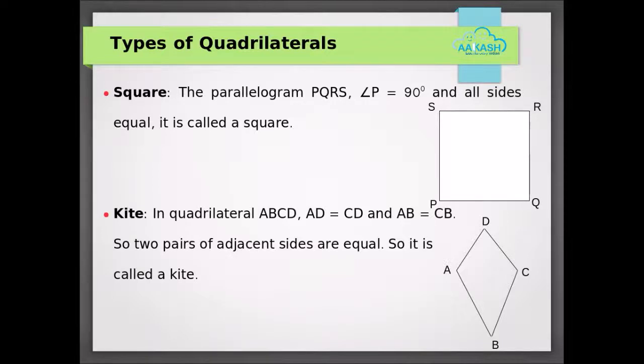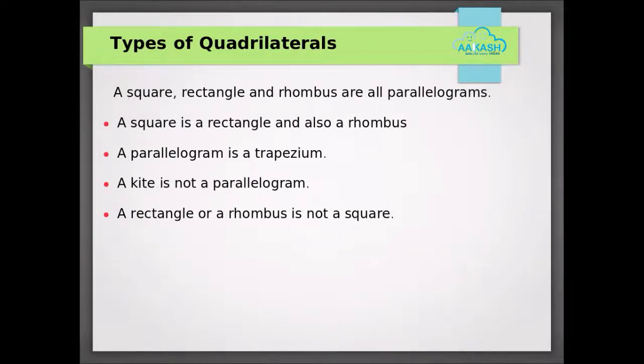Kite. In quadrilateral ABCD, AD is equal to CD and AB is equal to CB, as shown in the figure. So 2 pairs of adjacent sides are equal. So it is called a kite. Types of quadrilateral. A square, rectangle and rhombus are parallelograms. A square is a rectangle and also a rhombus. A parallelogram is a trapezium. A kite is not a parallelogram. A rectangle or a rhombus is not a square.